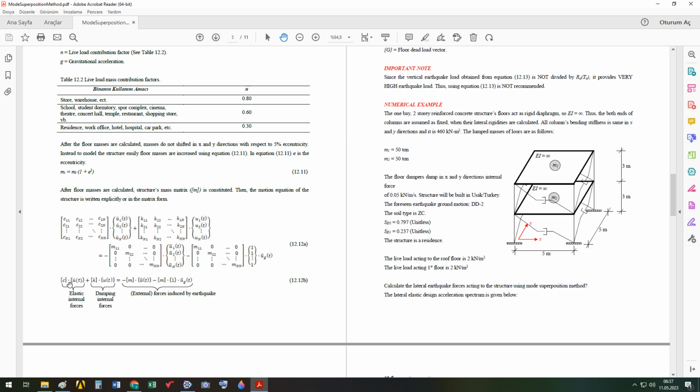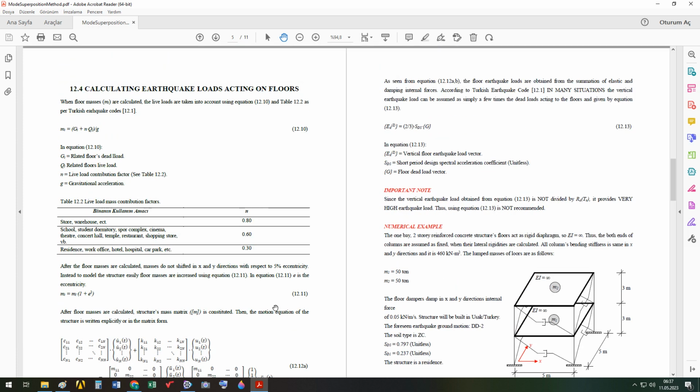This is the damping internal forces. This is the elastic internal forces. According to the Turkish earthquake code, vertical earthquake forces can be calculated by means of this easy formula. SDS is taken from Turkish codes or AFAD's website. Turkish engineers understand what I mean.